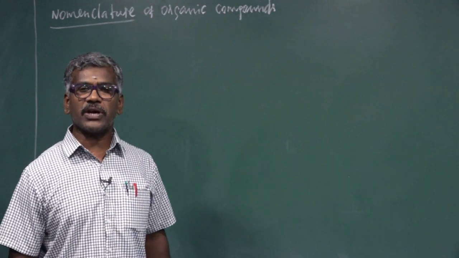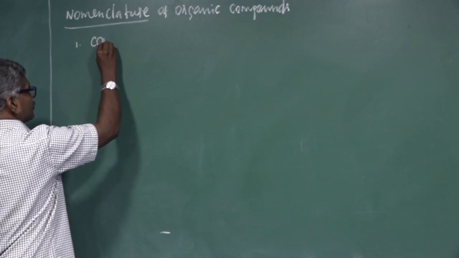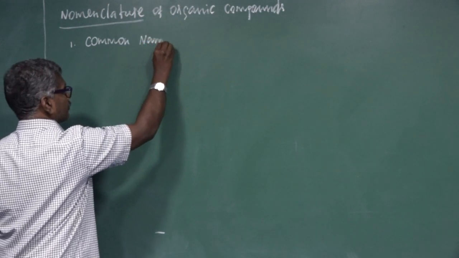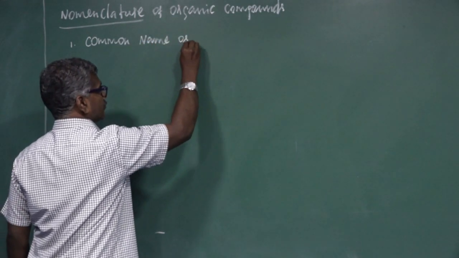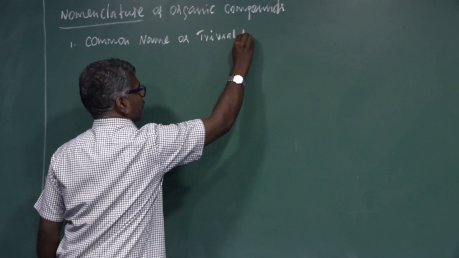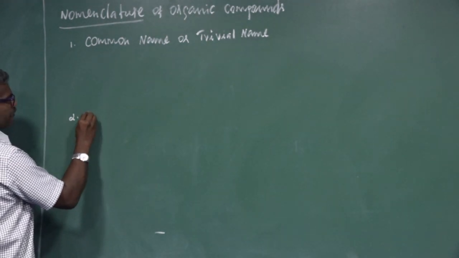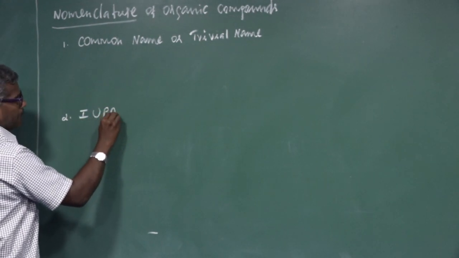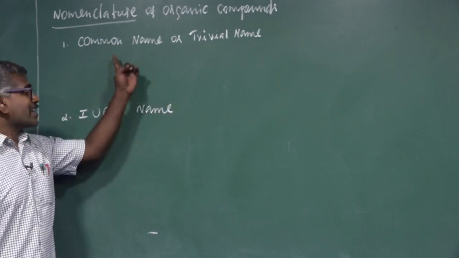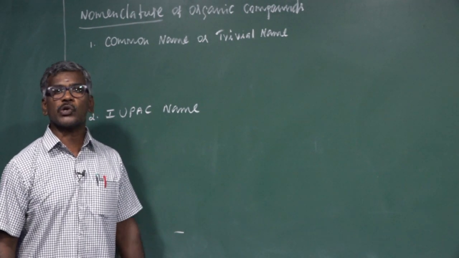Nomenclature can be classified into two types. First one, common name or trivial name. Second one, IUPAC name. What is the meaning of common name? Common names are derived from their sources.